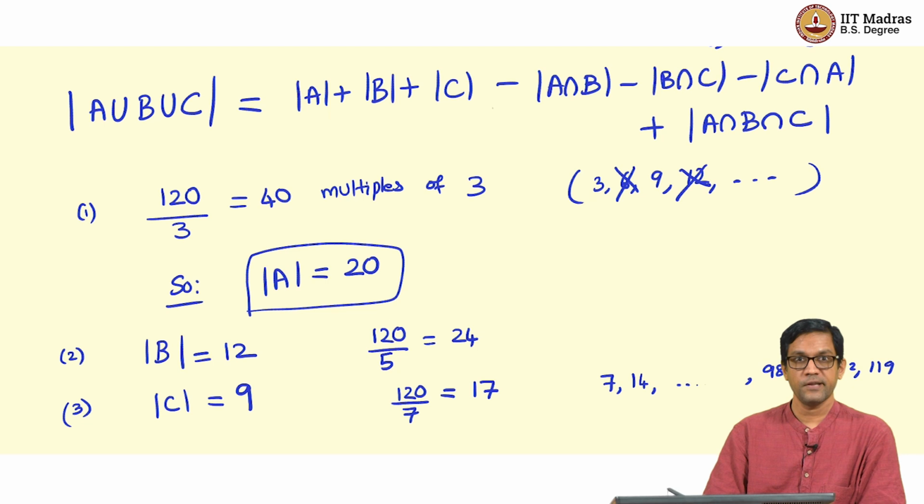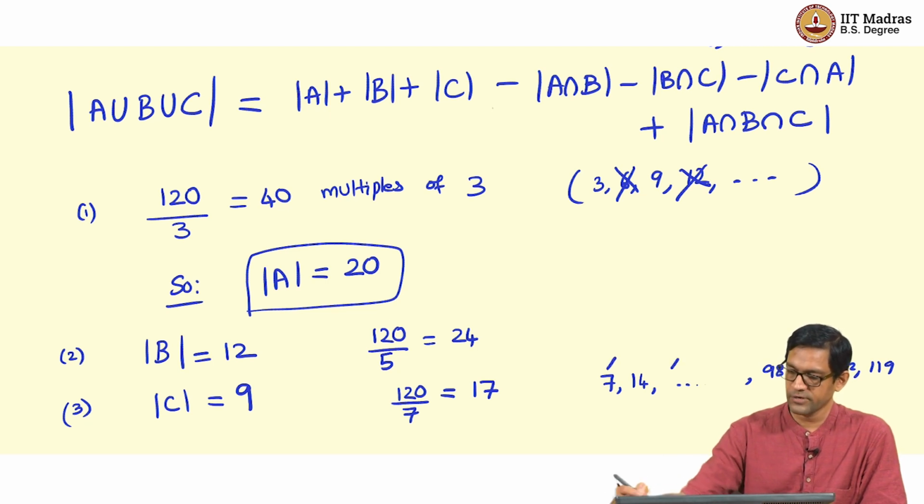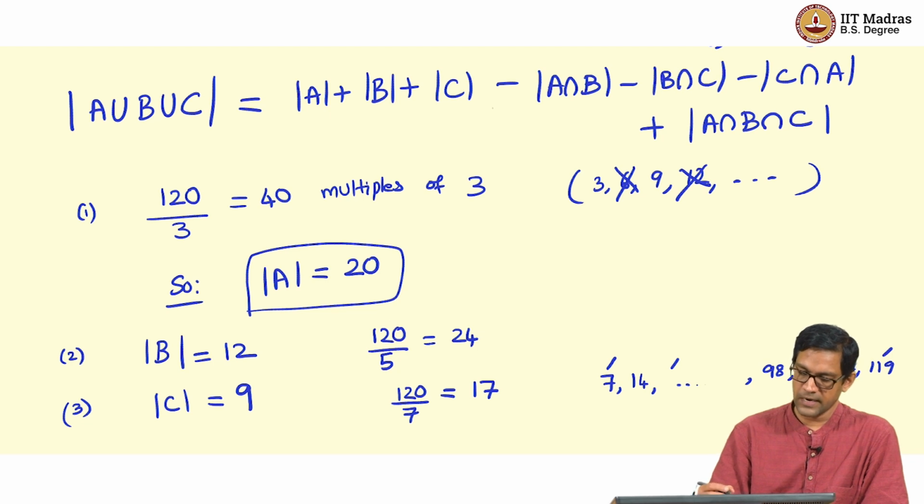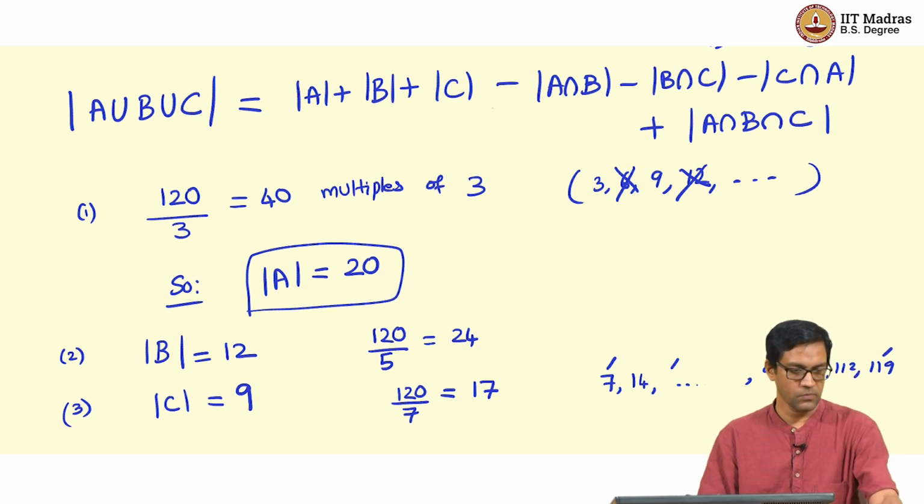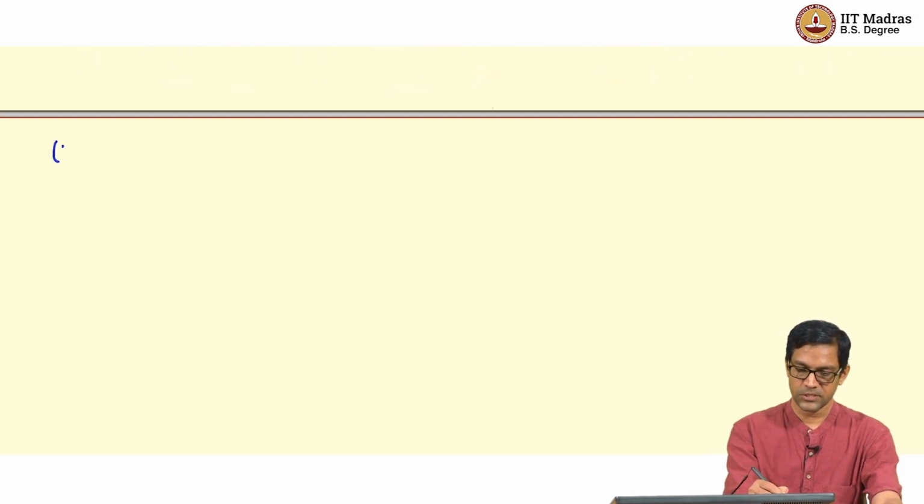So 17 total multiples of 7, but starting with the very first one, 7 is odd, 21 is odd and so on, the very last one is odd. So in fact there are 9 of them which are odd multiples. Okay, so I have got the cardinalities of A, B, C. Now let us look at the twofold intersections. So we need to look at the cardinality of A intersection B.